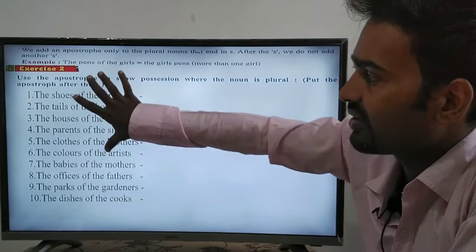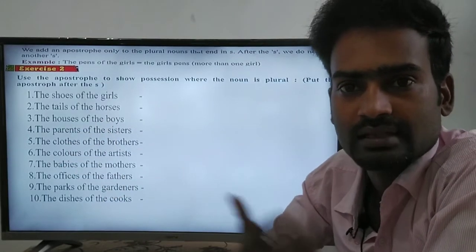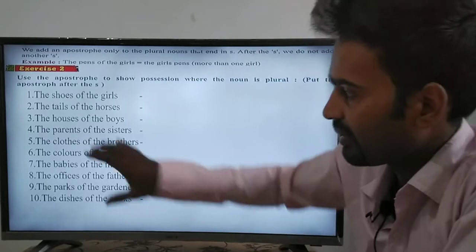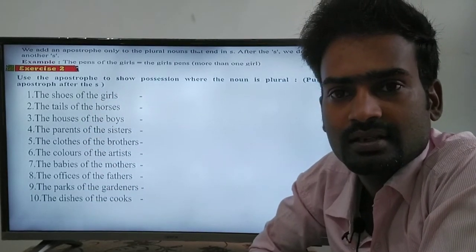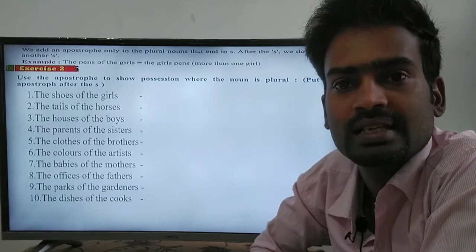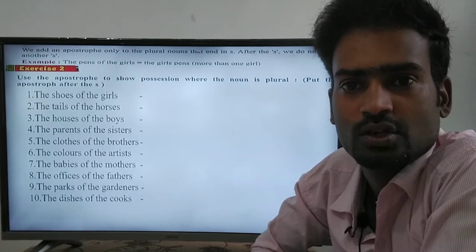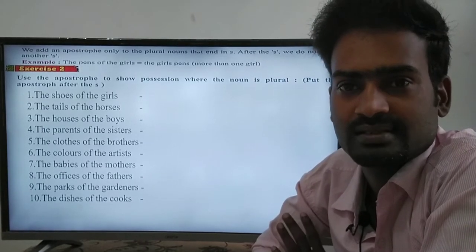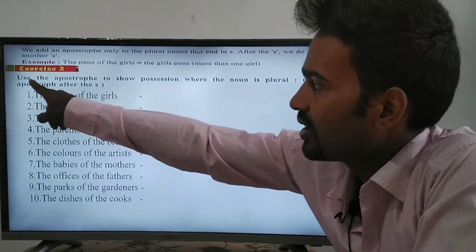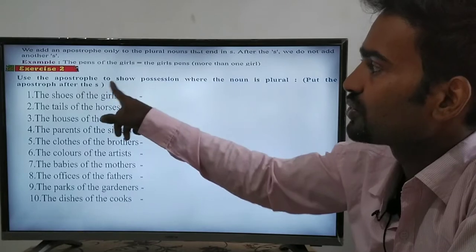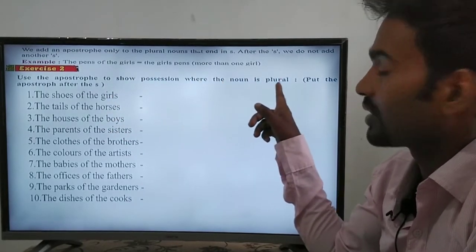Here they have given 10 more examples, and they ask us to change them. If we complete these 10 examples as an exercise, we can easily finish it off and easily understand. Clear? Don't be confused. It is simple. Please follow me here. We are going to use the apostrophe to show possession where the noun is plural.